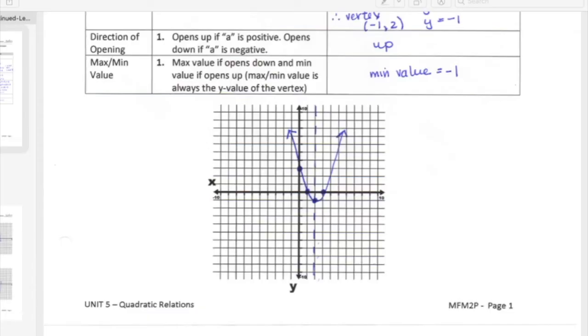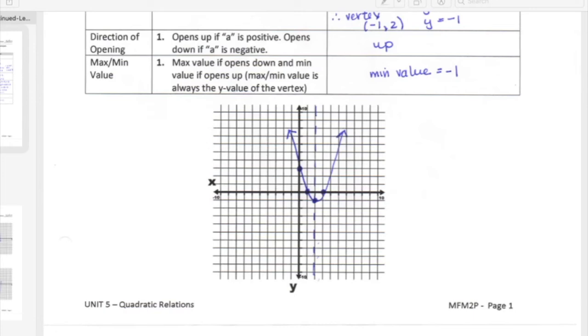You can kind of think about it like a smile. Like this looks like a smile, right? It's like a valley. It reaches that low point, but it looks like a smile. So it's positive. It's opening upwards. So just by looking at our equation, we know this is going to open upward because it's a positive number. If we had a negative x squared, it would open the opposite way. It would go downward because it would be negative.